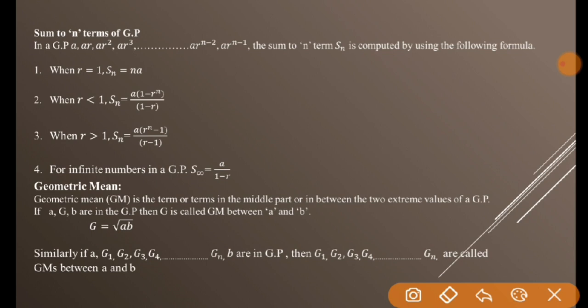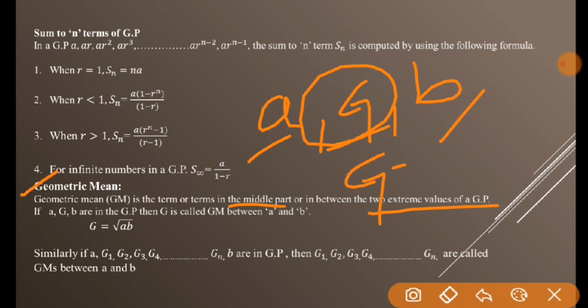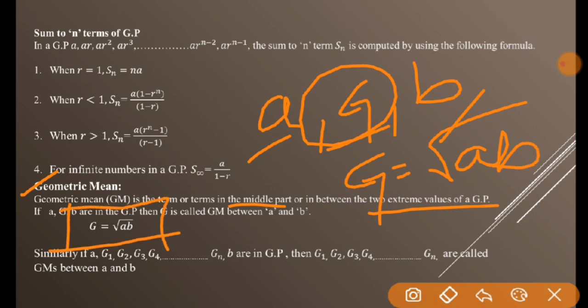Okay, and when it comes to the geometric mean, the geometric mean is a term or terms in the middle, in between two extreme values of a geometric progression. Here G is called the geometric mean between A and B, and it will be calculated with the help of the formula G is equal to root AB. So this is the formula to use to calculate the geometric mean.